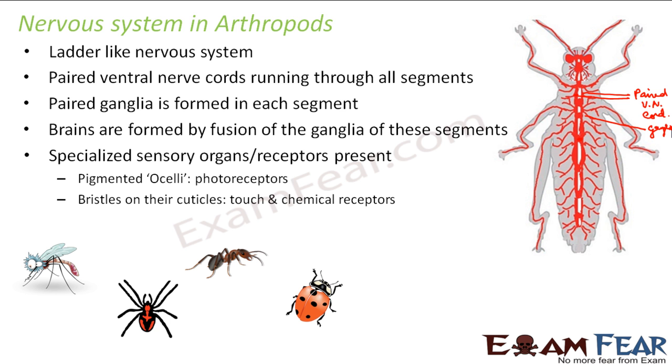Brains are formed by fusion of the ganglia of these segments. So where is the brain? So the brain is here. So here forms the brain. So it is formed by fusion of ganglia. So here also you see the ladder-like structure. So the central structure, if you observe, is like the ganglia acts as steps to the ladder, right?